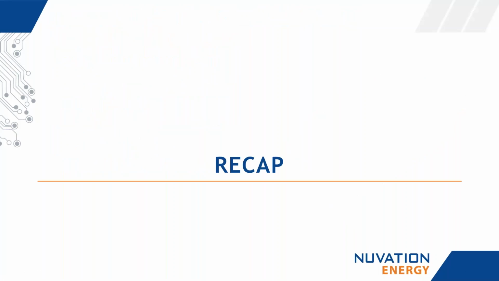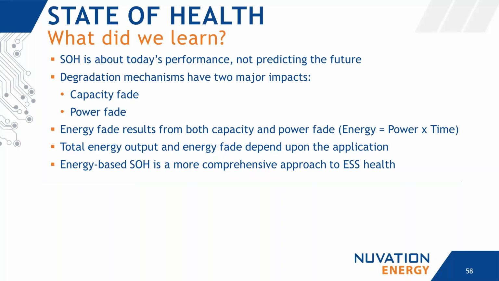Let's have a quick recap on what we learned today. Starting with the definition, we saw that state of health is about today's performance, not predicting the future. We also saw that while there's a myriad of degradation mechanisms, really you can link them all back to two major impacts on the battery performance. That's capacity fade and power fade. We saw that energy fade is a result of both capacity fade and power fade. And we also talked about how the degree of energy fade depends on the particular application. And that really affects how much energy you can pull out of a battery.